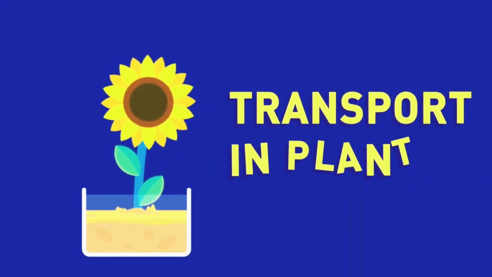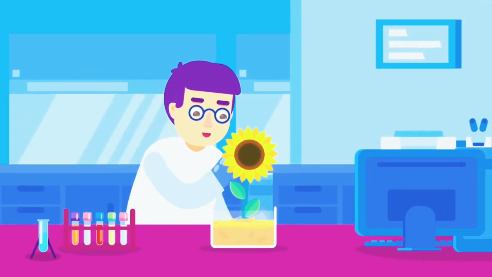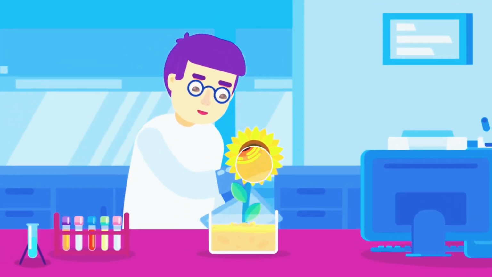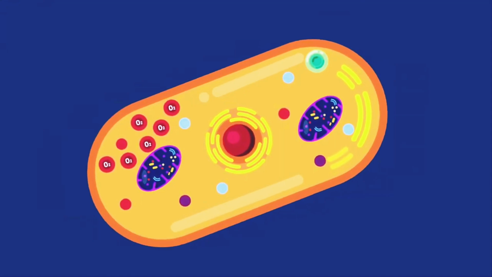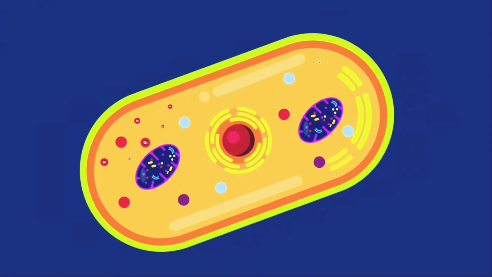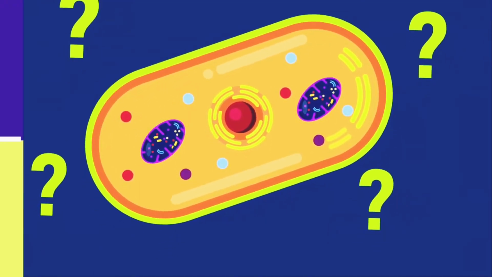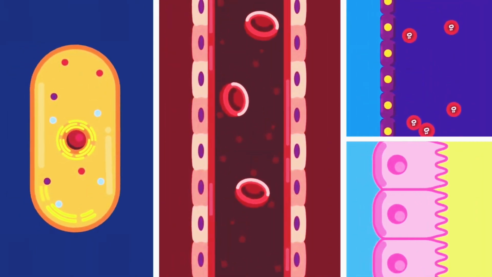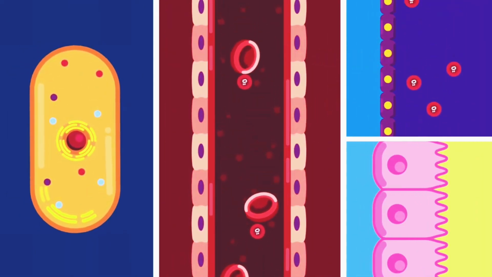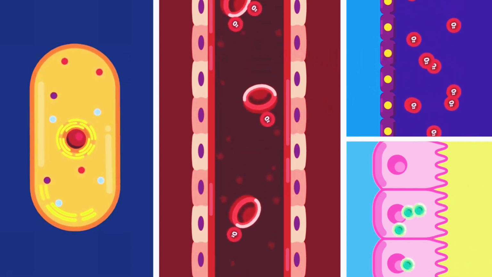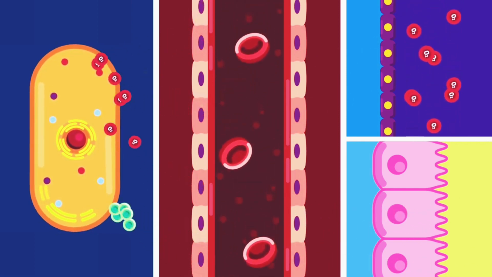Transport in plants. Every cell in our body needs many different substances to function properly, for example, glucose and oxygen. But the cells cannot obtain the substances directly from outside. Therefore, they rely on the circulatory system to carry these substances from the body part that provides them, like lungs and small intestine, to all the body cells in need.